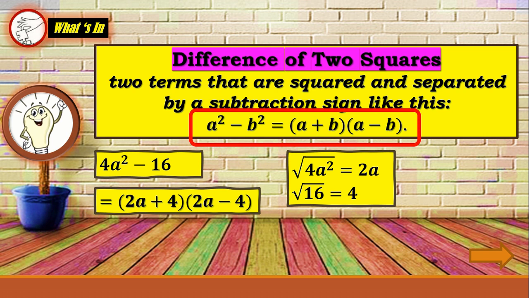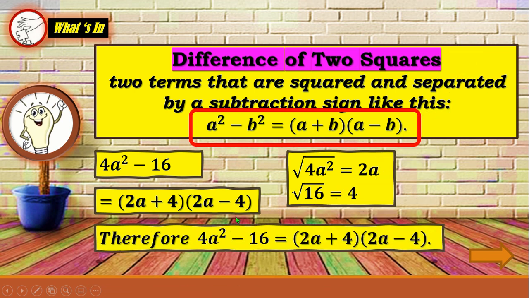And then, following this pattern, follow my mouse. Okay, so we have our square root of the first term, which is 2a here, and then the square root of the last term, which is 4 here. So in this pattern, we have addition and subtraction. So we follow that pattern, addition and subtraction. Therefore, 4a squared minus 16 is equal to the quantity of 2a plus 4 times the quantity of 2a minus 4.